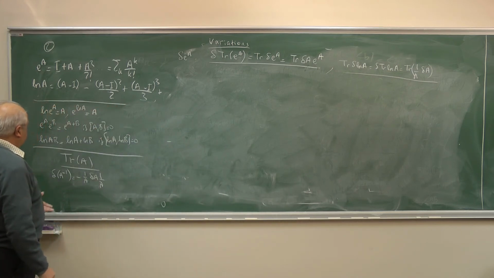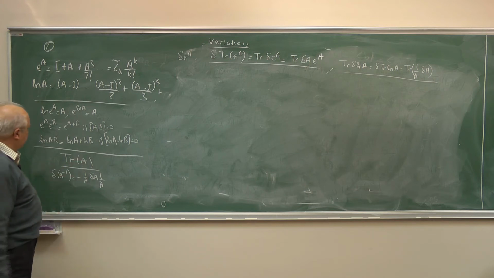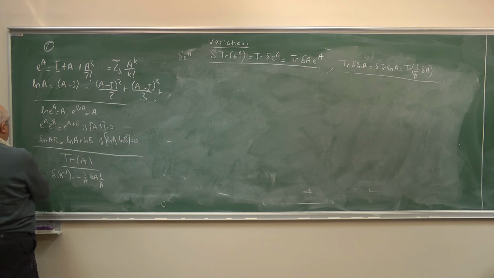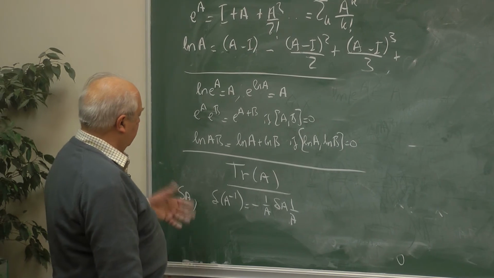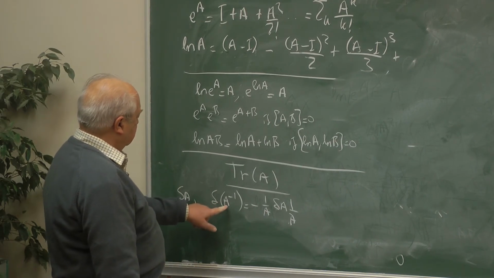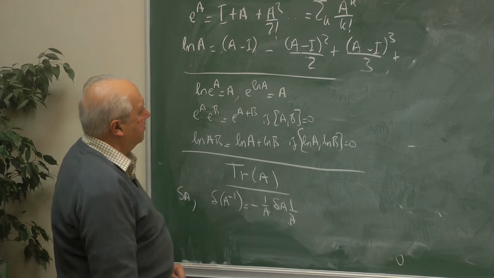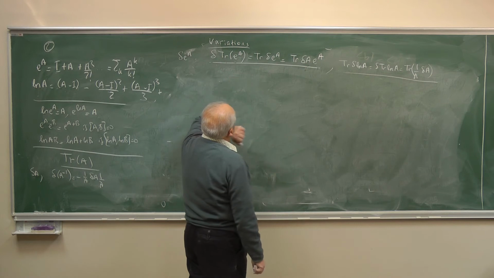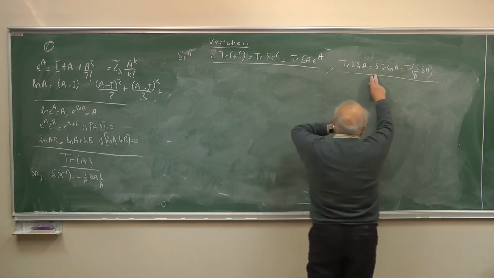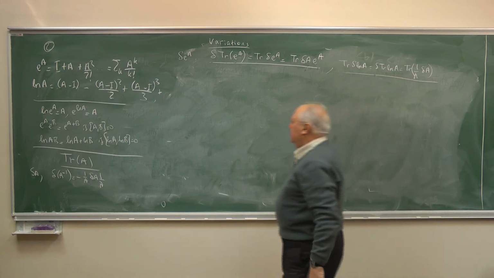So, let me just review again. We had the matrix A, we defined its trace, we discussed the properties of the trace, and then we introduced a variation, delta A. If delta A is given, and delta A is in general not commuting with A, the variation of the inverse is fixed, is given like that, once delta A is given. And then we looked at the delta of trace of e to the A and delta of trace of log A. And we also said delta and trace are interchangeable.